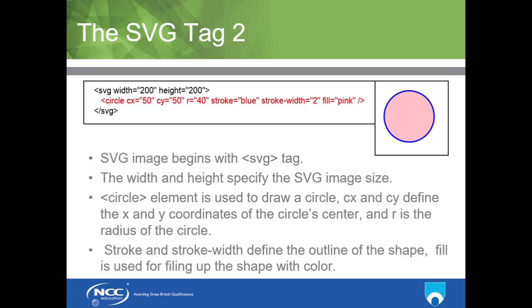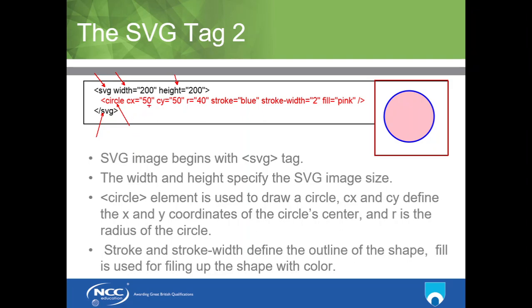So let's have a look at that. Here, again, we have to begin with the opening SVG tag and the closing. Now, this width and the height specify this area here. You can see this area. Then inside it, we are using the circle.